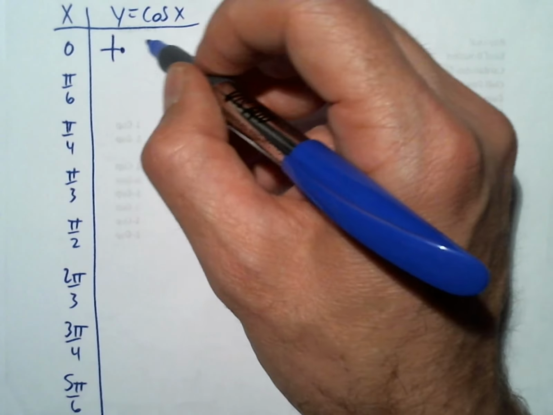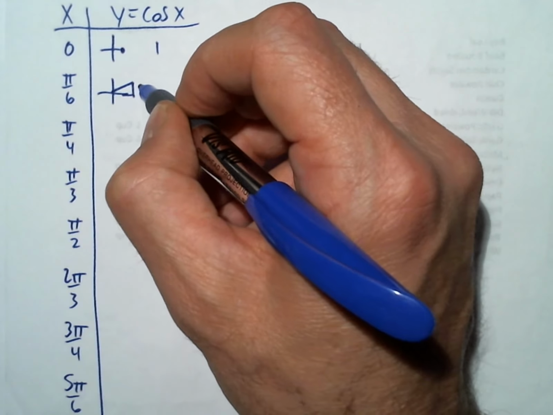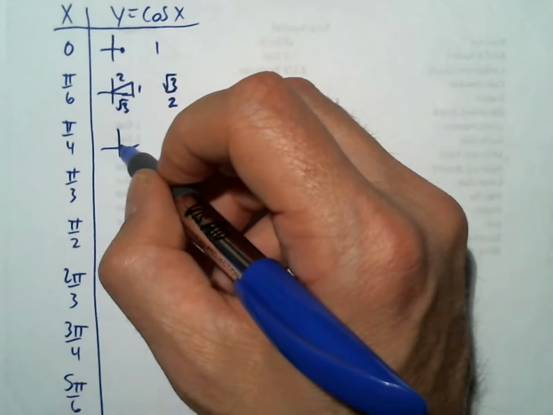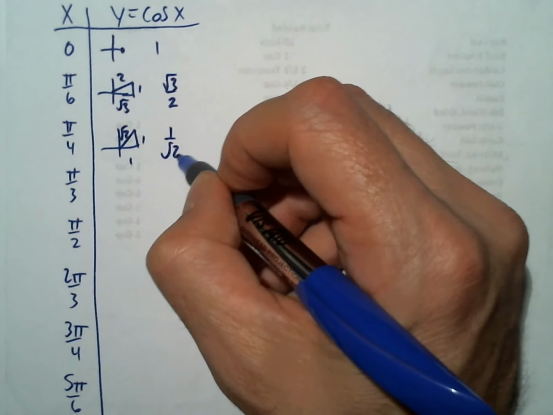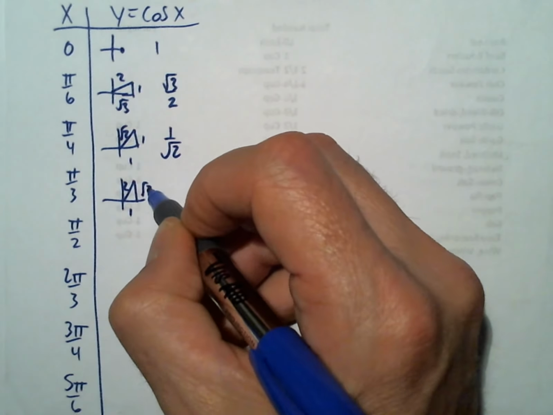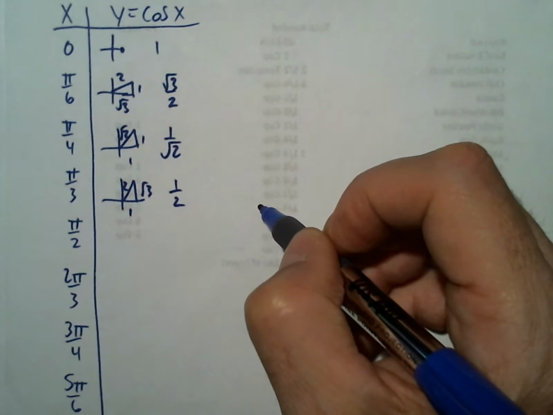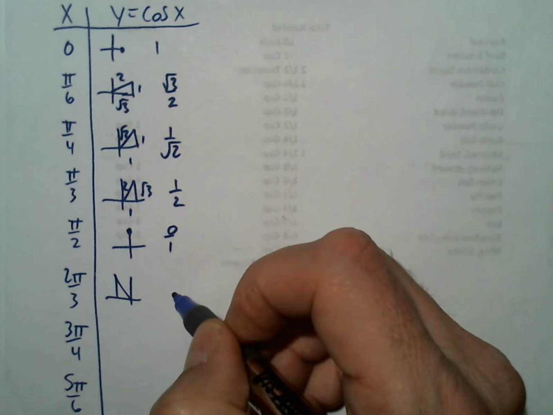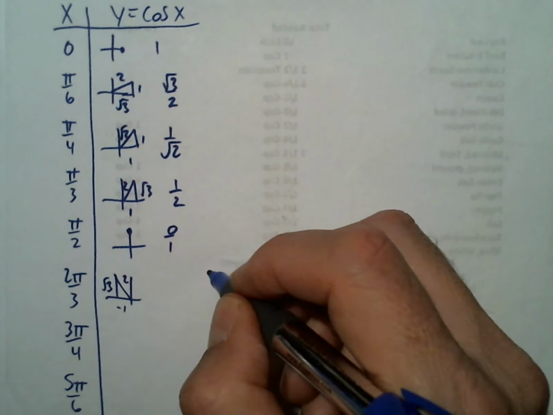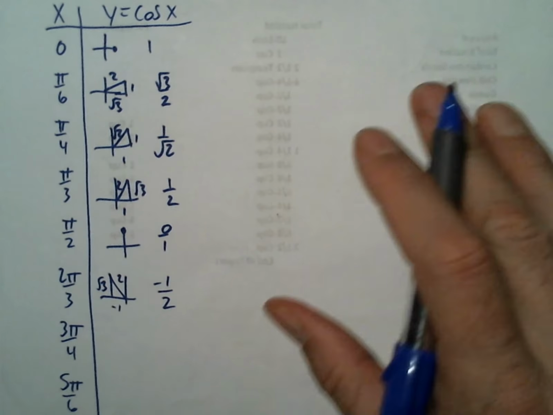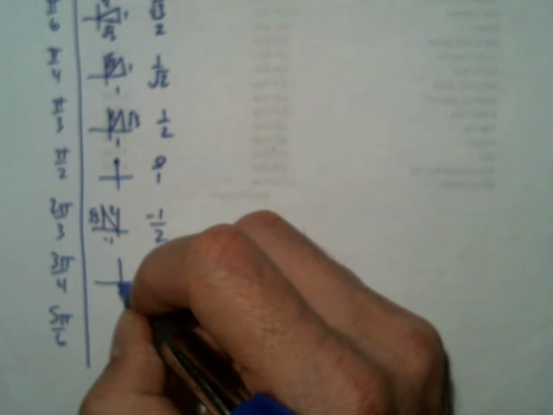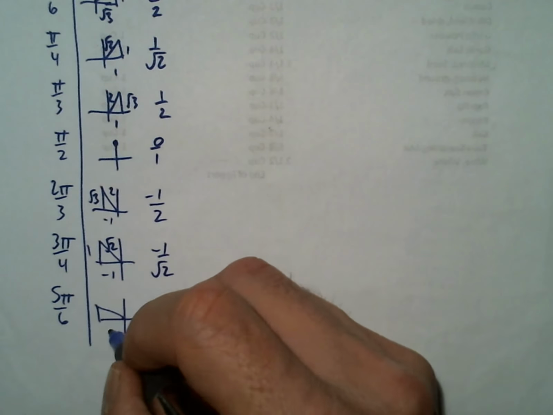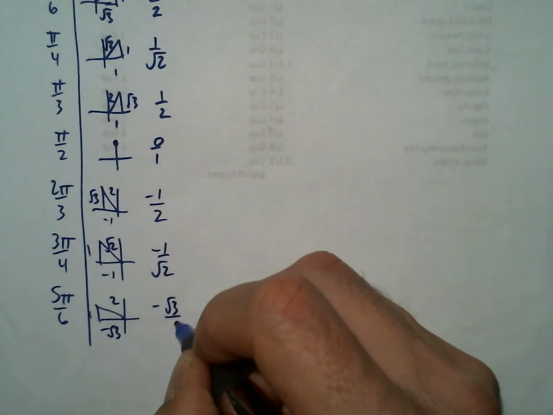X is 1, R is 1, cosine is 1. X is radical 3, R is 2. X is 1, R is radical 2. X is 1, R is 2. X is 0, R is 1. And X is negative 1, R is 2. X is negative 1, R is radical 2. Negative radical 3 over 2.